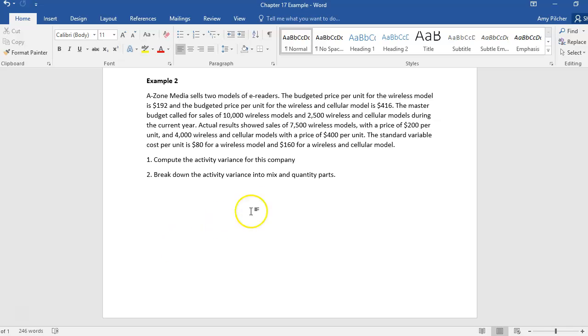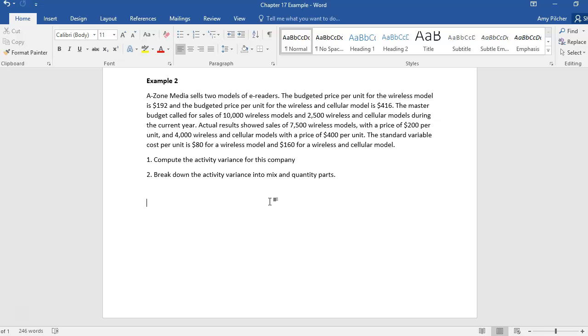Now we'll move to example 2, where we're looking at two models of e-readers. We're going to be doing a sales mix variance and a sales quantity variance. So in this example, our actual prices are not relevant. So we're just looking at the mix and quantity variances. They're based on our standard or budgeted contribution margin per unit.